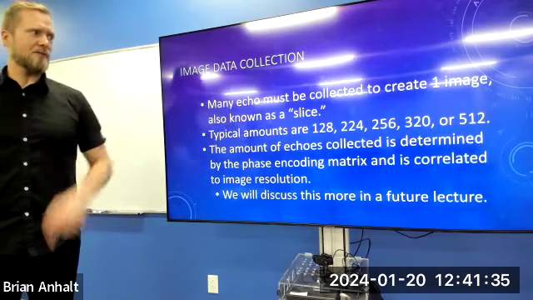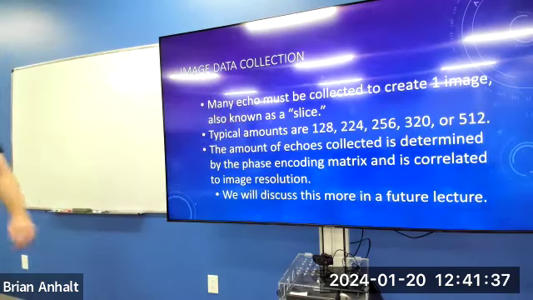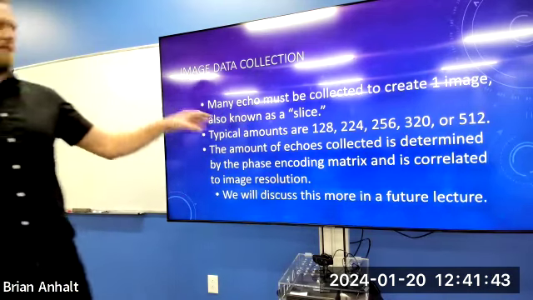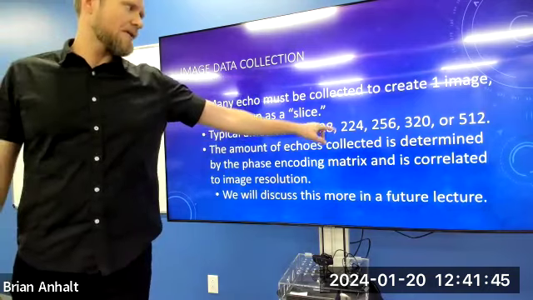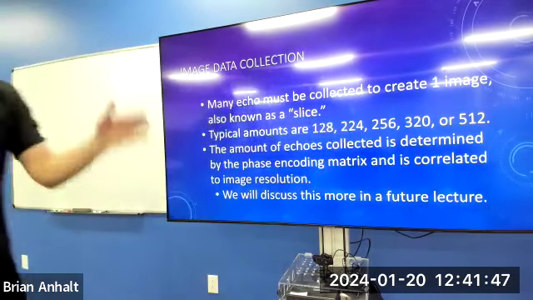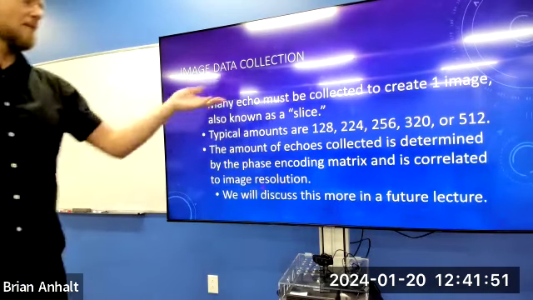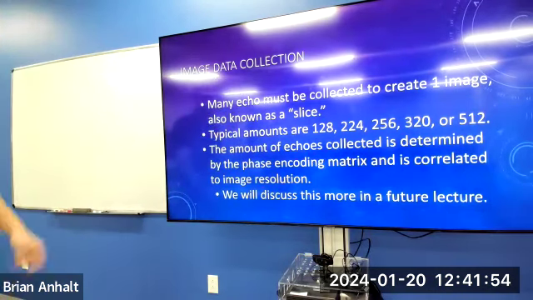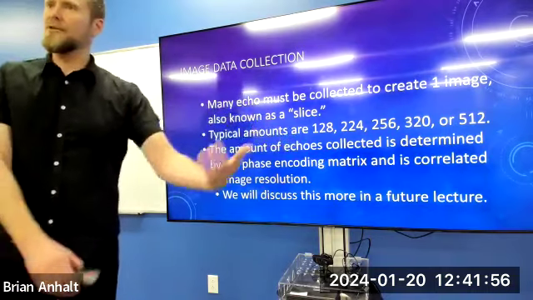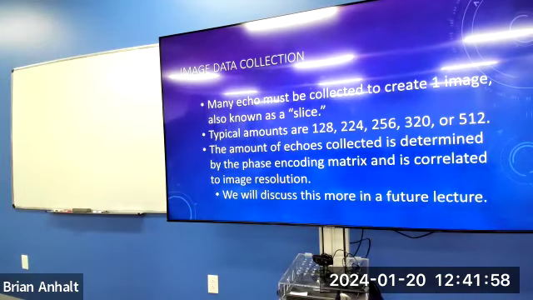Typical amounts of echoes that we collect: 128, 224, 256, 320, 512. Some older systems limit it to around these numbers or variations of this. They're always going to end with an even number though, because we'll find that out later. But newer systems, you can pick whatever even number you want, kind of. Essentially this has to do with the resolution of the image. So it is something we prescribe as well.